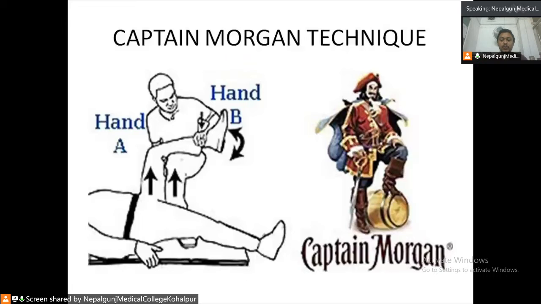The other one is the Captain Morgan technique. You have seen the Captain Morgan picture, a common picture we see. It is a similar method to the East Baltimore lift. In the Baltimore lift, you make one of your resident's hands a fulcrum, putting it over your shoulder. In this method, we use our own limb, our own thigh, as a fulcrum. The first hand we apply over the thigh, and the next hand over the ankle for the rotation part, and then we make a fulcrum and reduce the dislocation.